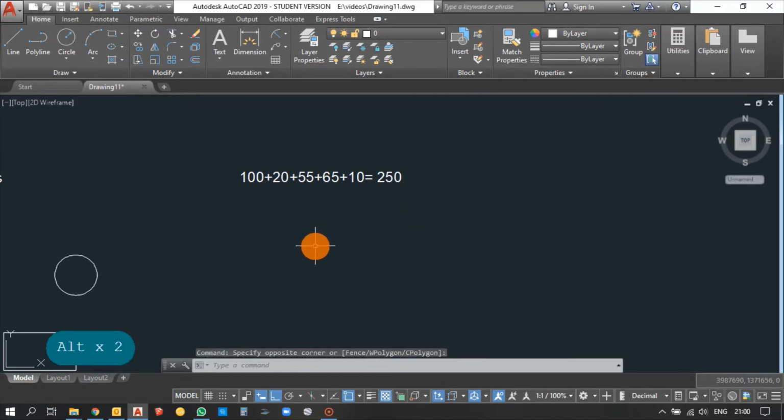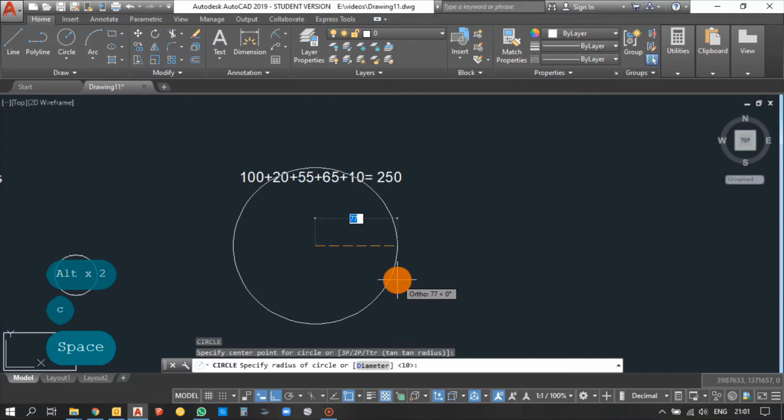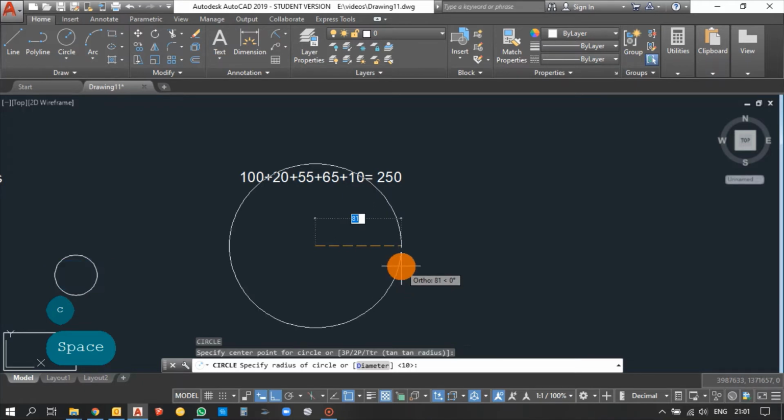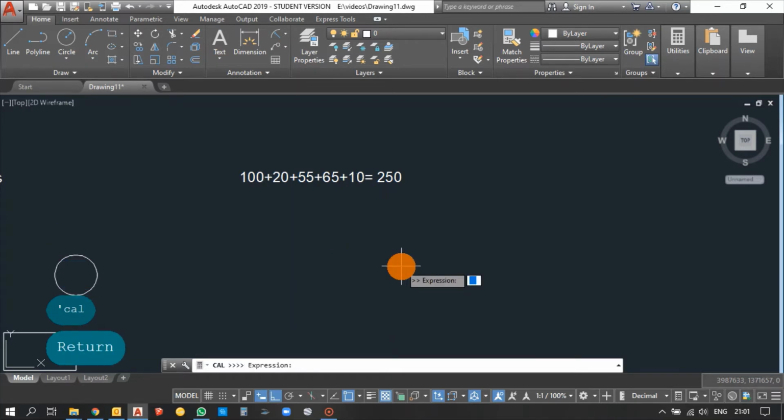Next, in case you want a circle with a certain radius from an expression, enter the circle command and select the base point. It will ask for a radius. Instead of giving the radius, give an expression format: colon cal enter, and give the expression 100 divided by 10. That will be 10, right? For an easy calculation, you get 10 as the answer.